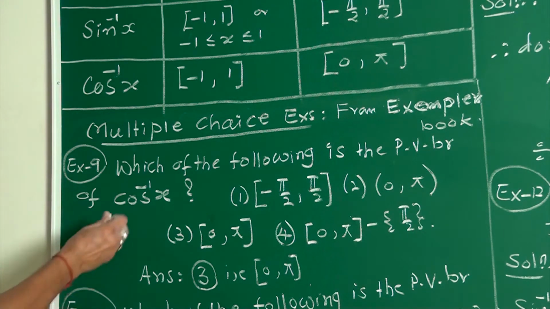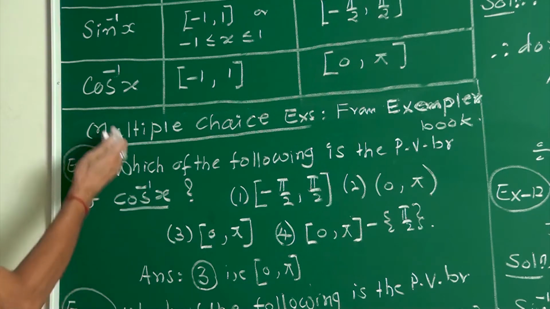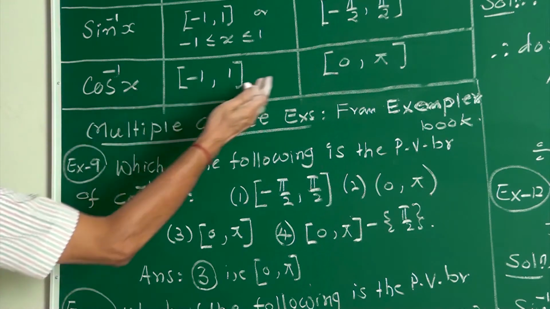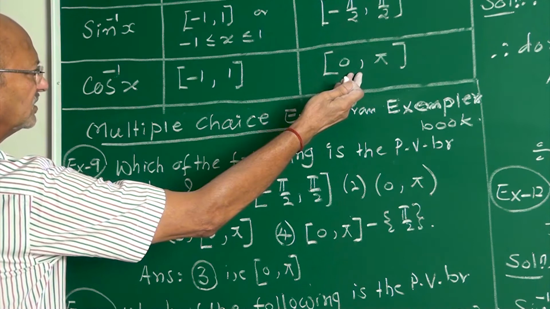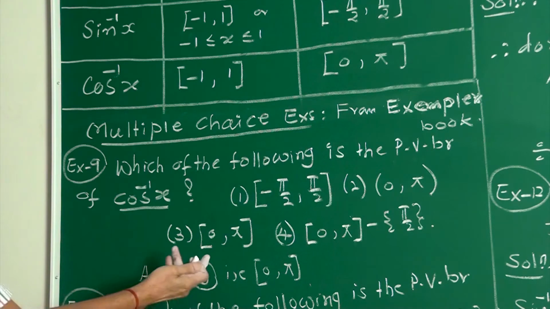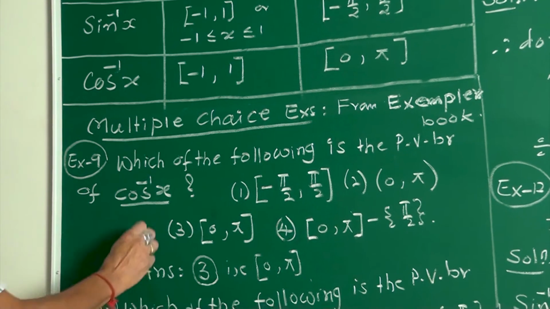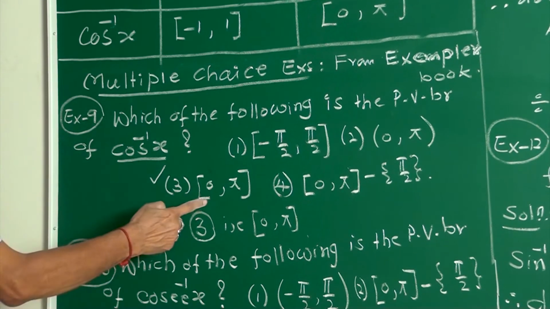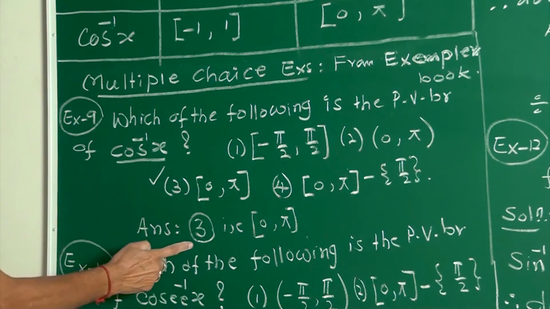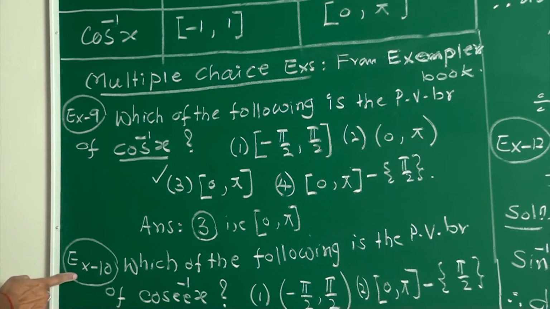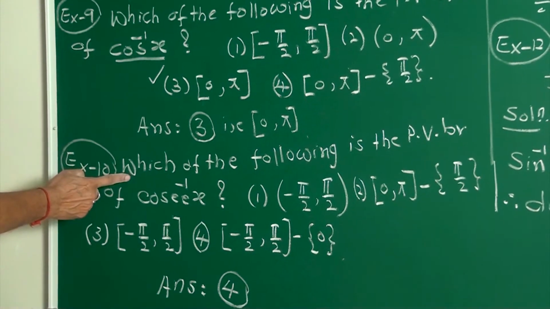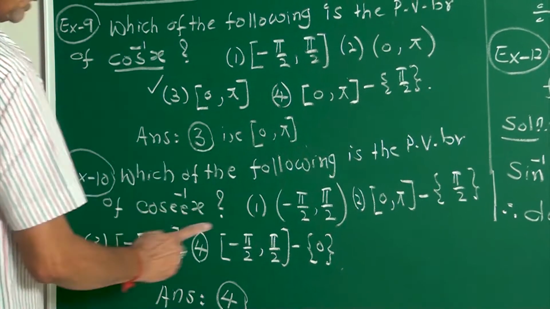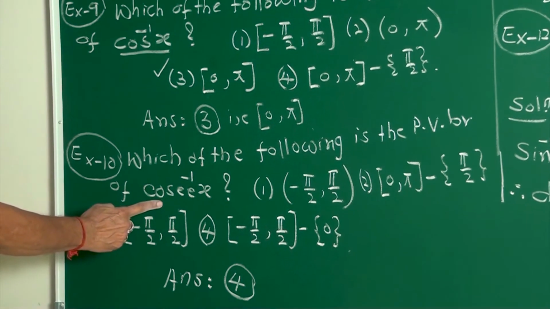Yes, my friends. Now for the cos inverse x, what is the range? The range is 0 to pi. Then which option is the answer? Third option is the answer, 0 to pi. Next question. Which of the following is the principal value branch of cosec inverse x?